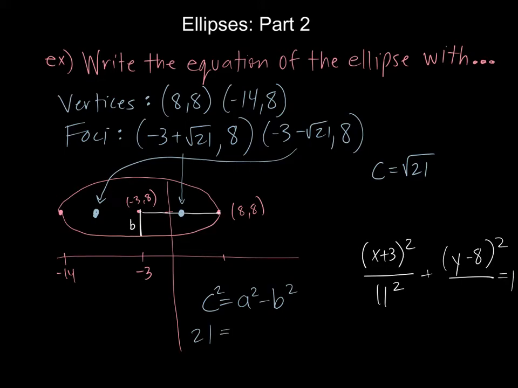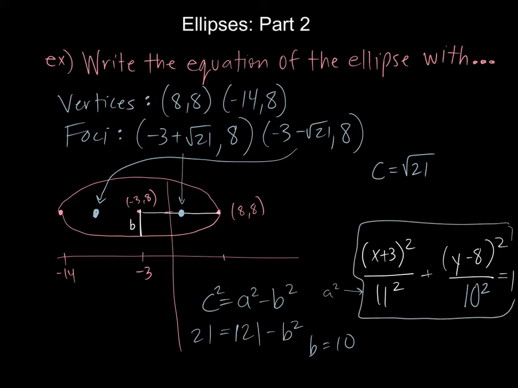A squared would be 121. Because remember, this down here is A squared. So minus B squared. So that leaves B is 10. If I subtract 121, divide by a negative, square root, 10 squared. So here's the equation of the ellipse with those vertices and those foci.